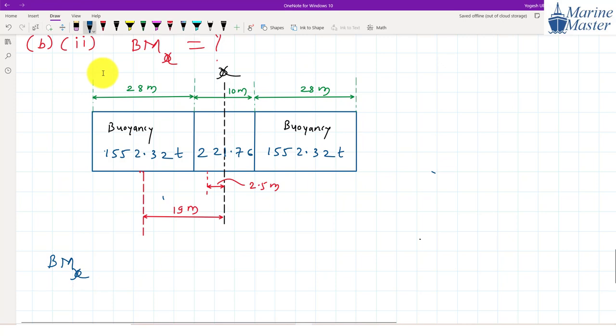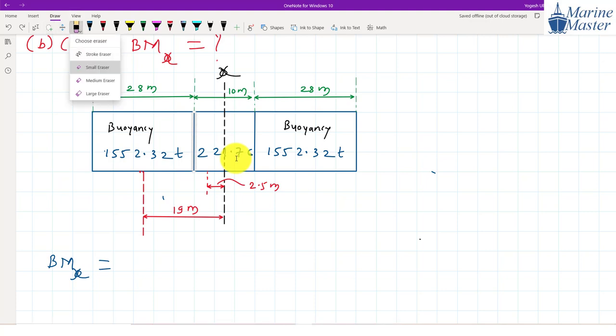So, first of all we will see the buoyancy effect. We discussed in our last lecture guys how to get a bending moment. Either we have to see the left hand side forces or we have to see what guys? Everyone? Either we have to see left hand side forces or the right hand side forces.